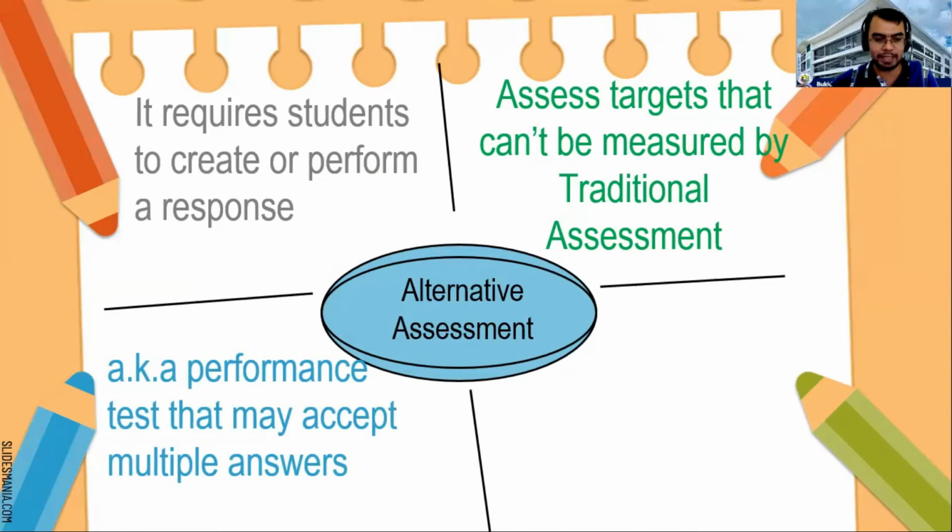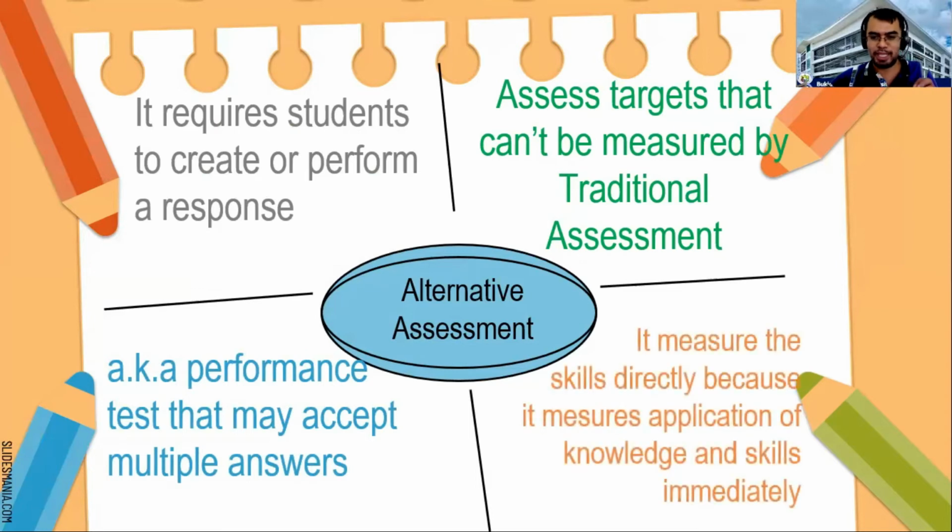This one may accept multiple answers, but the multiple answers are subject to criteria, subject to rubrics. So these multiple answers should fit into the criteria that the teacher will set for you to get good scores or higher scores. And it measures the skills directly because it measures application of knowledge and skills immediately. So this alternative assessment will not only assess your knowledge, but also your skills.